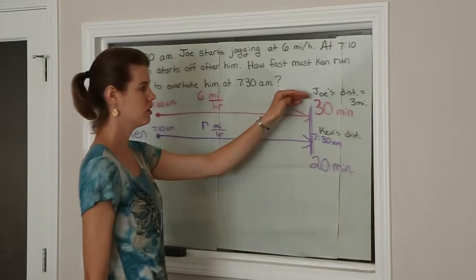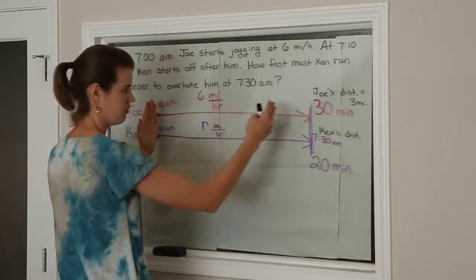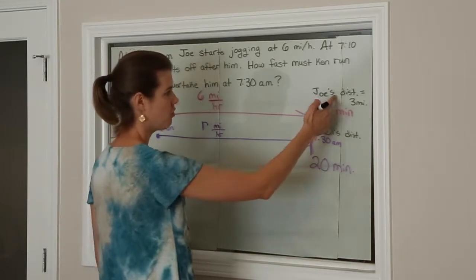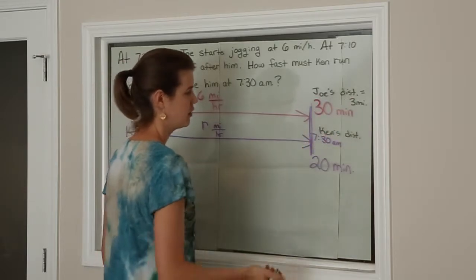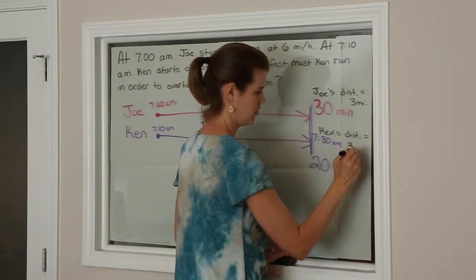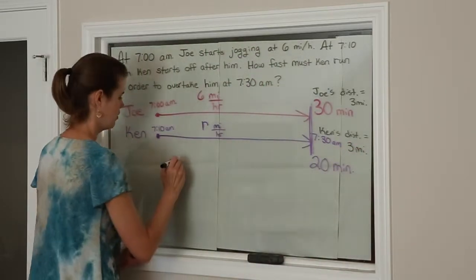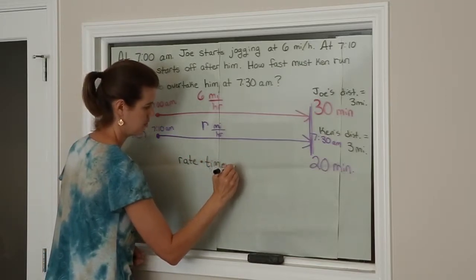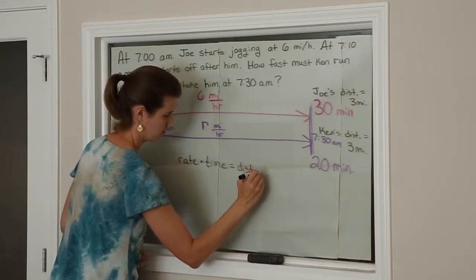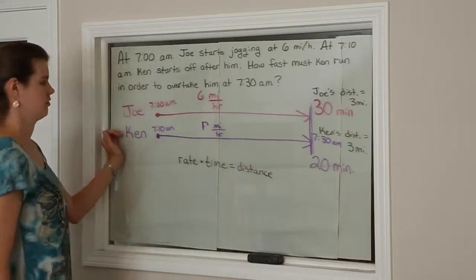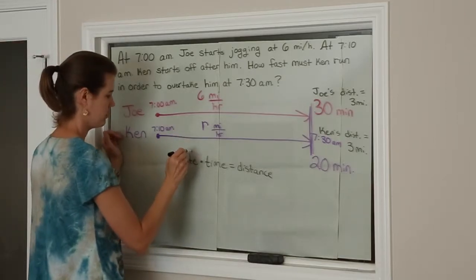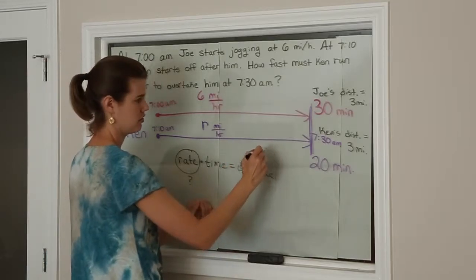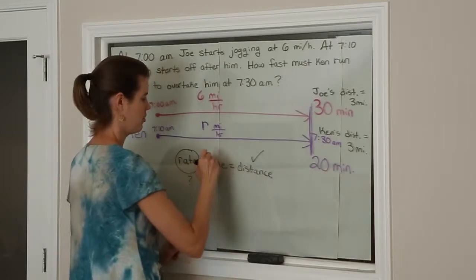Now again, we said Joe went the same distance as Ken. They both ran the same distance. They didn't do it in the same amount of time, but they ran the same distance. So if Joe ran 3 miles, Ken must have run 3 miles as well. And again, we have rate times time equals distance. Now we're dealing with Ken. We don't know his rate. That's our unknown. We do know his distance, 3 miles, and we do know his time, 20 minutes.